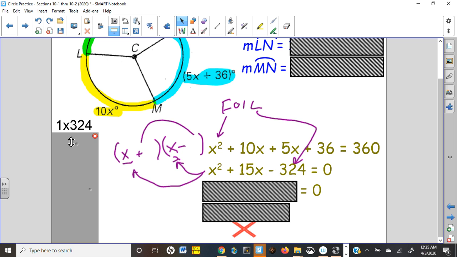So 1 times 324 does not have a difference of 15, and 2 times 162 doesn't, and 3 times 108, that's a difference of 105, so that's still way too big. We're looking for a difference of 15, right? 4 times 81, 77, so it's still too big. Now, if you divide 324 by 5, it doesn't go in, but 6 does.